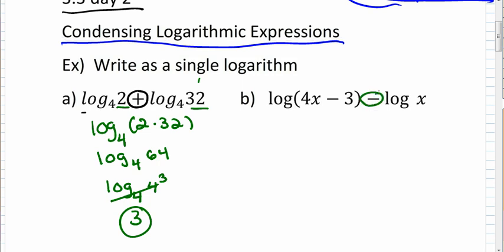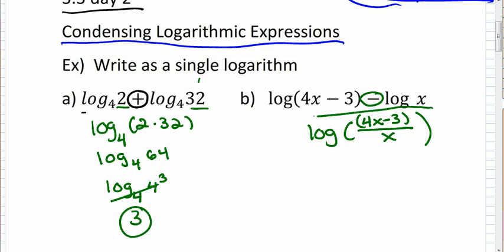Here notice it's subtraction between the two logarithms, so you can divide, so you have 4x minus 3 over x, and that is it. There's no simplification that can be done with this one.